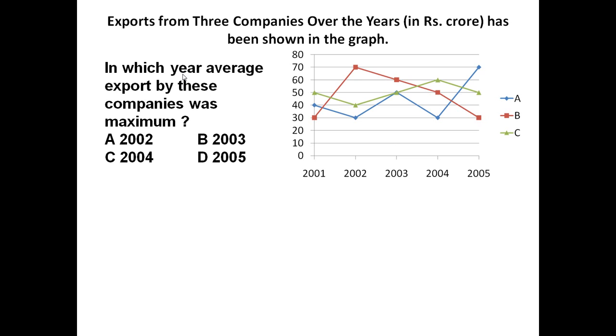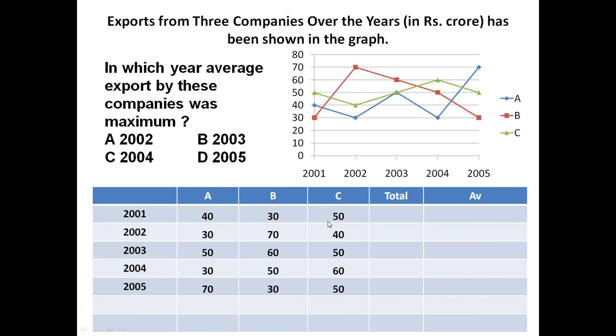First question is, in which year was the average export by these companies maximum? Every year they are exporting. In which year was this average export maximum? So to answer this question, let us prepare a small table. Total 5 years data is there: 2001, 2, 3, 4 and 5.